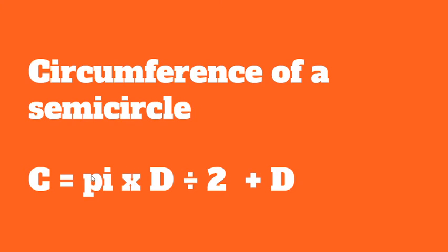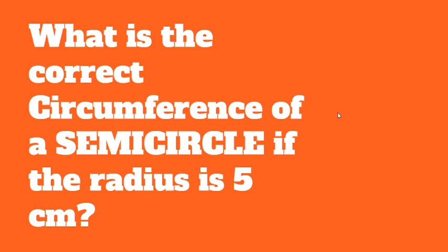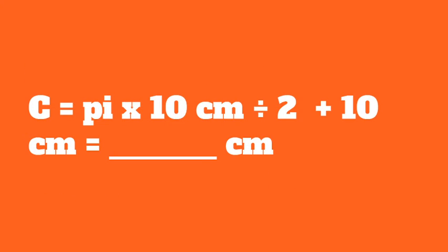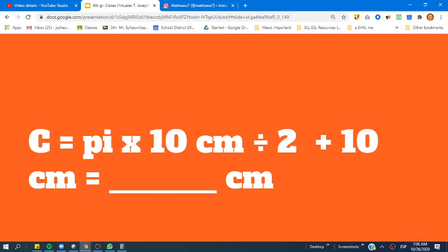Well, we would take pi times the diameter divided by 2, and then we have to actually add the diameter again. Okay, so we're dividing by 2 because it's a half circle, and then we're going to add that diameter one more time. So we would take circumference equals pi times 10 divided by 2 plus 10. Okay, because, for example, remember, the radius was 5 times 2 is 10. So 10 divided by 2 plus 10 equals what? Let's do that one together.